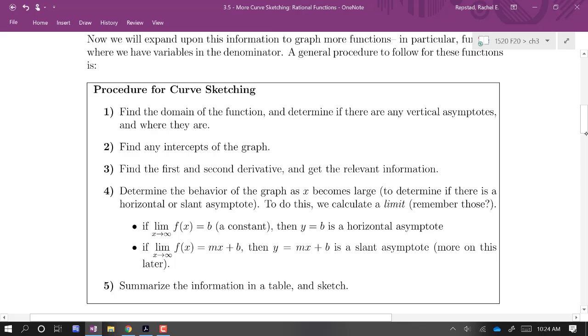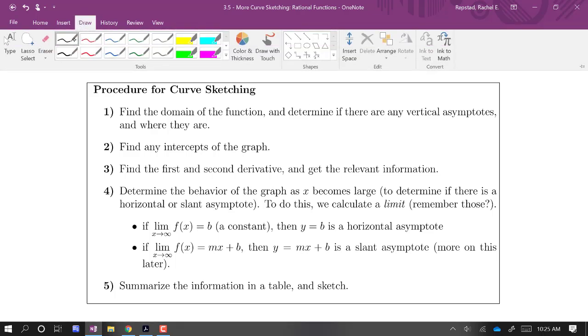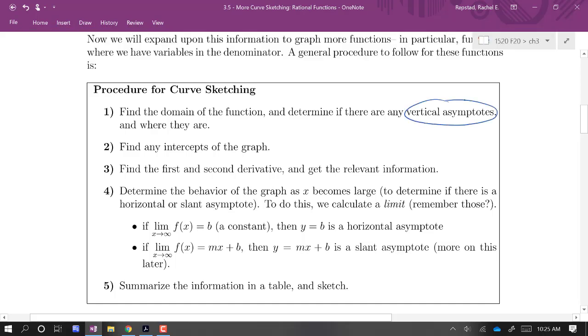We're going to work with rational functions, meaning we're going to allow ourselves to have x's in the denominator. Now, when you do that, you restrict the domain. You introduce the possibility that you might divide by 0. So the first thing we have to do is find the domain of the function and determine if there are any vertical asymptotes. Vertical asymptotes usually happen at values of x that would cause us to divide by 0.